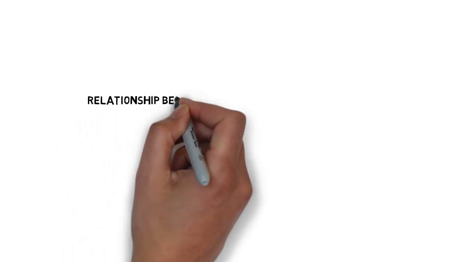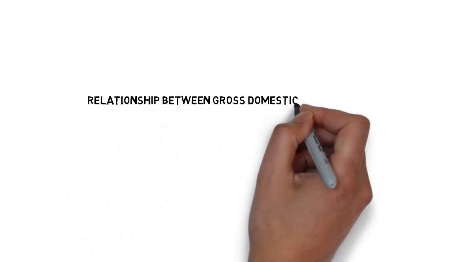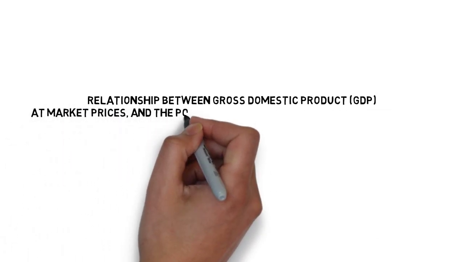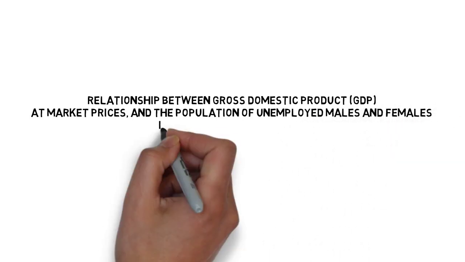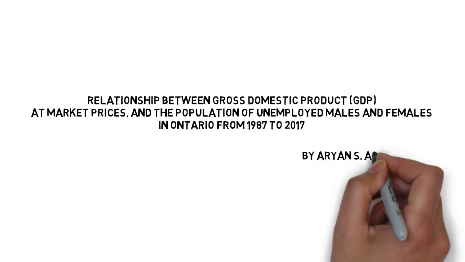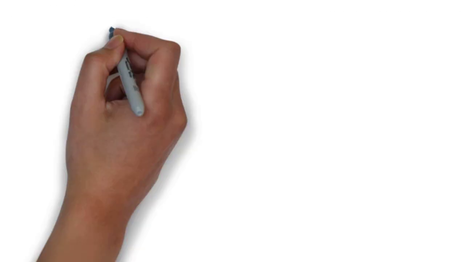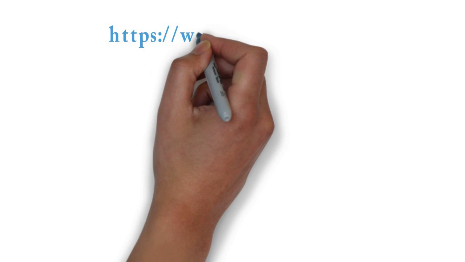This video was created to determine the relationship between the gross domestic product, or GDP, at market prices and the population of the unemployed labor forces, split into two genders of male and female, in Ontario over the course of 31 years from 1987 to 2017. We collected our data from the website Statistics Canada.